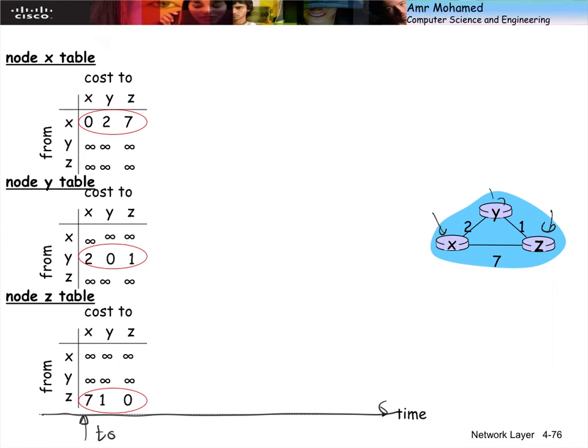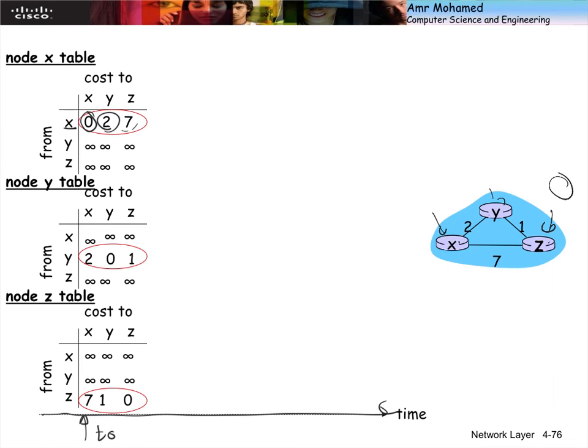So that's at time t0. So at time t0, this is the initial state. The initial state is that each node knows the cost to the adjacent nodes only. And it does not know the distances to all other nodes. ماشي? So for example, here at time 0, x knows the distance to itself, which is 0 by default, knows the distance to y, which is 2, and knows the distance to z, which is 7. ماشي?